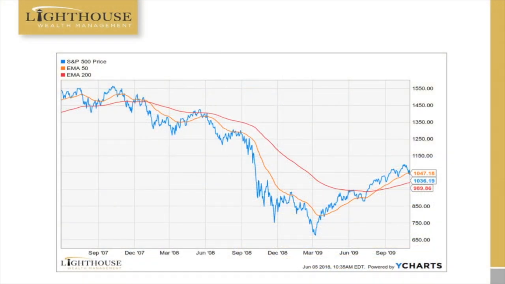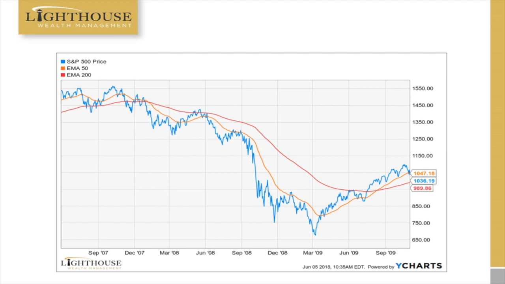So what we have here is a chart of the S&P 500 in the period of time leading up to the financial crisis as well as the financial crisis of '08. And what we have is the blue line is the S&P 500, the 50-day exponential moving average, going forward I'll just say EMA as an acronym, and the 200-day EMA. And those are moving average prices.